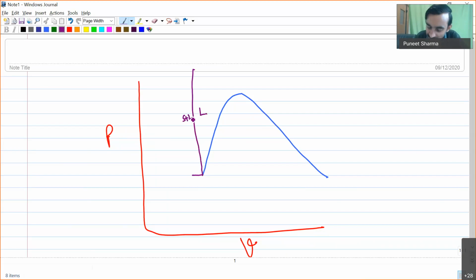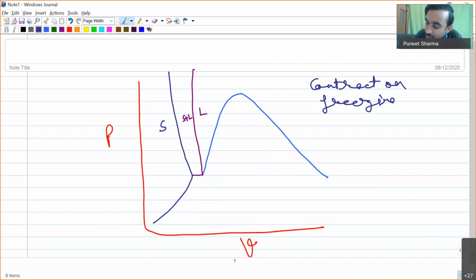Okay. Now this solid plus liquid combination is such that after this particular line we will be having once again pure solid. Okay. And then here we will be having somewhere over here our sublimation line. So this particular PV diagram is for substances which contract on freezing. So this is for all which contract on freezing.